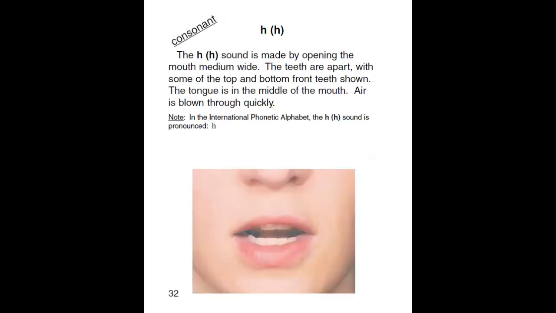H. The H sound is made by opening the mouth medium wide. The teeth are apart, with some of the top and bottom front teeth shown. The tongue is in the middle of the mouth. Air is blown through quickly.